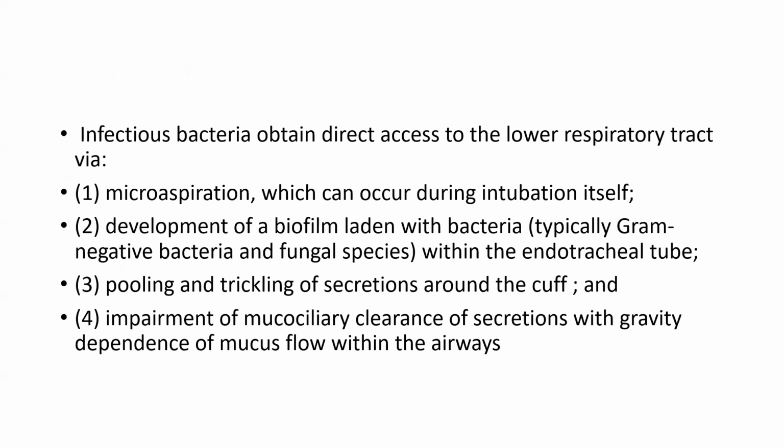Then sometimes a biofilm forms in the endotracheal tube, which is loaded with bacteria. Then around the cuff, because of the loss of cuff reflex and glottic reflex, there is pooling and trickling of secretions. And because of the presence of the tube, another factor responsible for VAP is the impairment of mucociliary clearance of secretions, which causes gravity-dependent mucus flow within the airways.